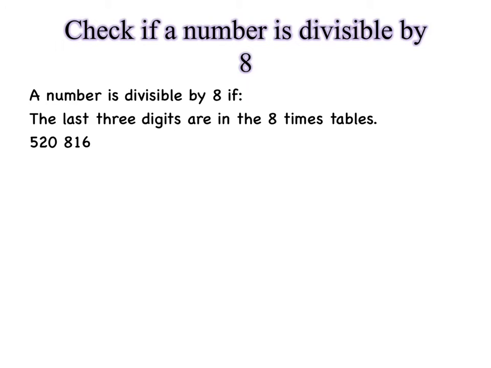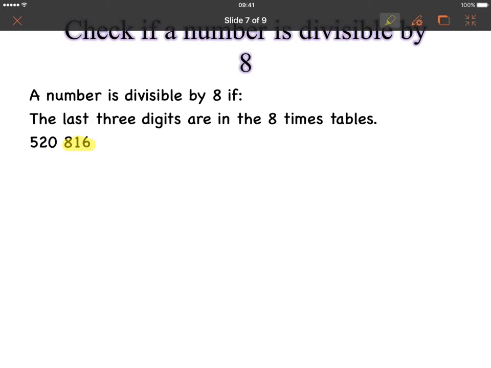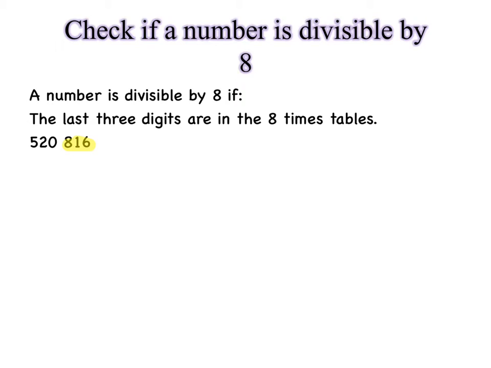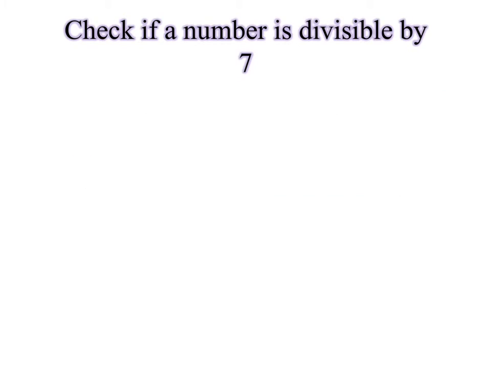If I look at the number 520,816, I'm going to take the last 3 digits, which is 816. If I take 816 and I divide it by 8, I get 102. And because it's a whole number, it means that the entire number of 520,816 is divisible by 8.